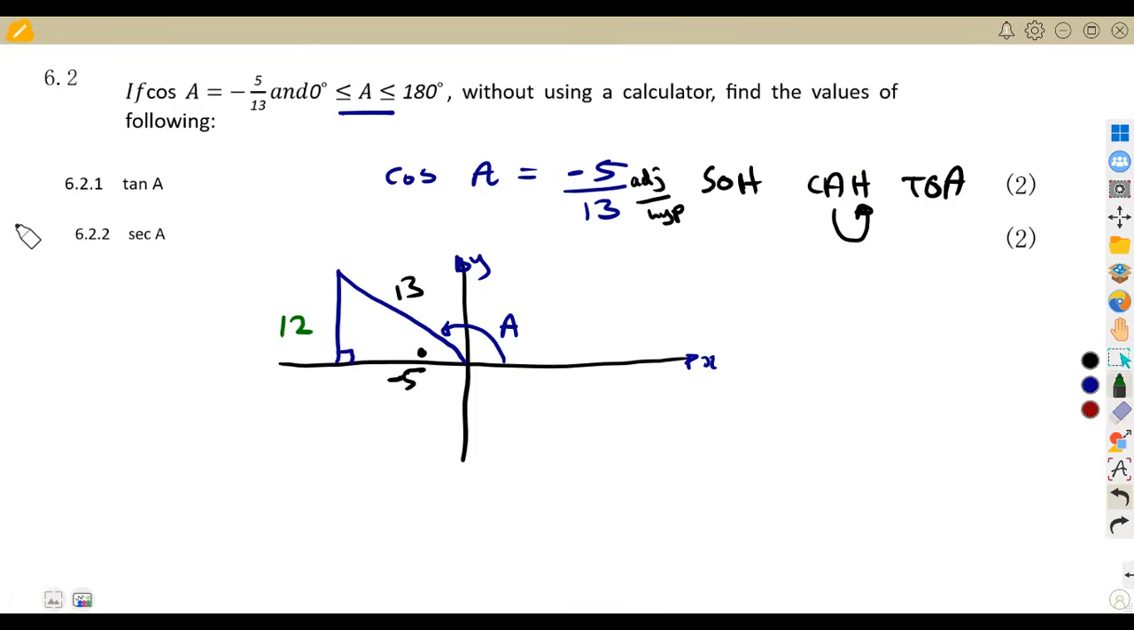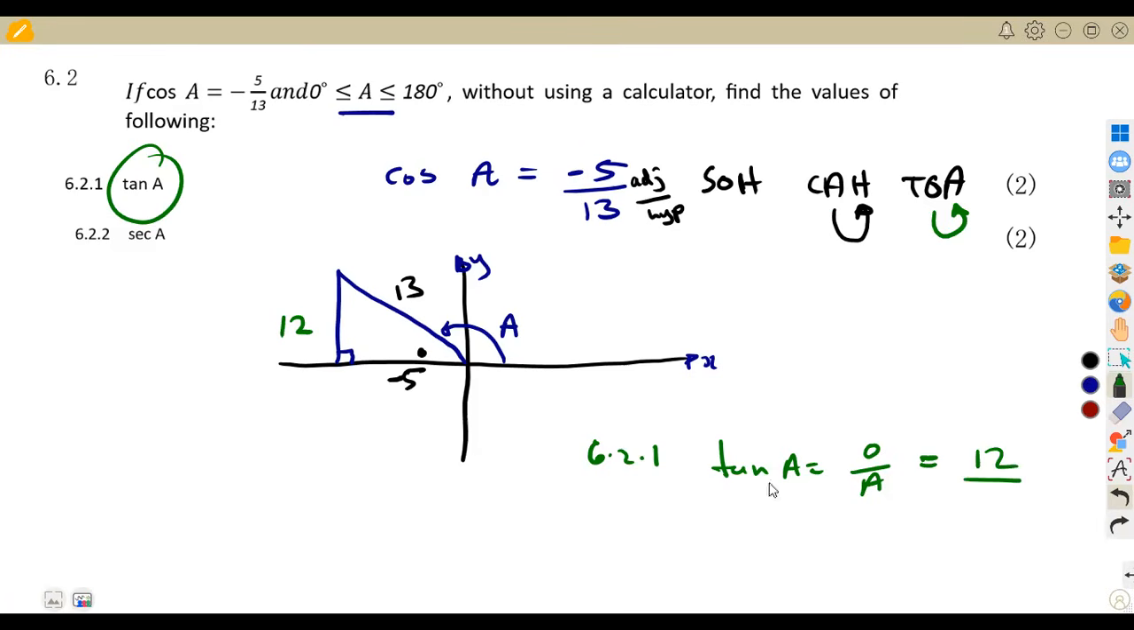The first question, which is 6.2.1, was to find the value of tan A, and tan is the ratio opposite over adjacent. According to this angle, the opposite is 12 over the adjacent, which is -5. So remember, we are talking about this angle. This is our opposite, our adjacent, and our hypotenuse. But we can just write the negative on top. So that's -12 over 5, like this.